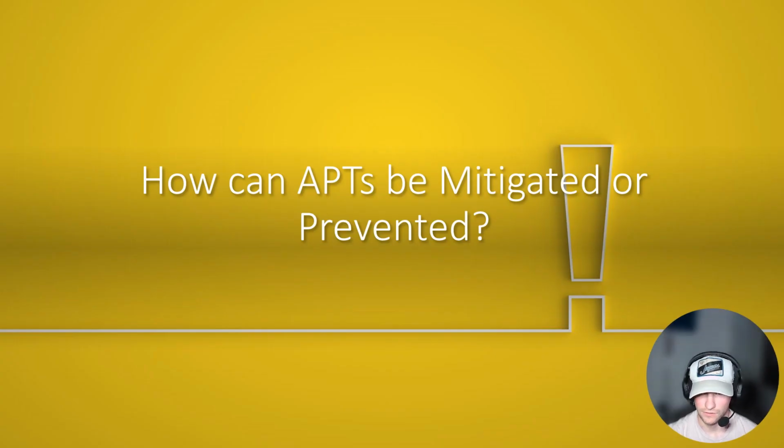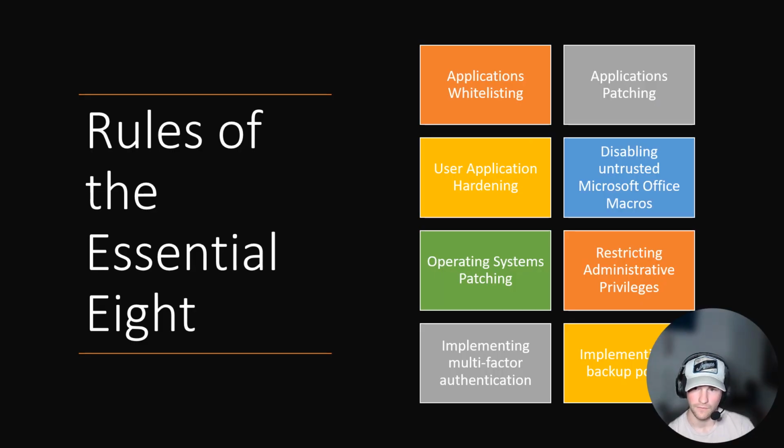But now that we've given and defined an example of what an APT is, how can APTs be mitigated or prevented? Well, in order to mitigate or prevent APT attacks, we can follow the rules of the Essential Eight, which are 8 techniques that can be used to prevent APT attacks. Those being application whitelisting, which prevents the execution of malicious software and code.